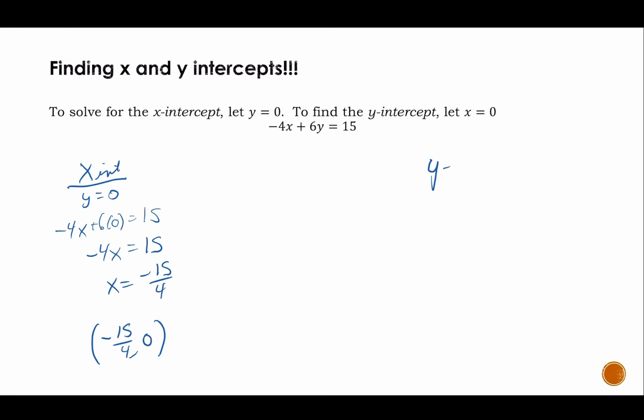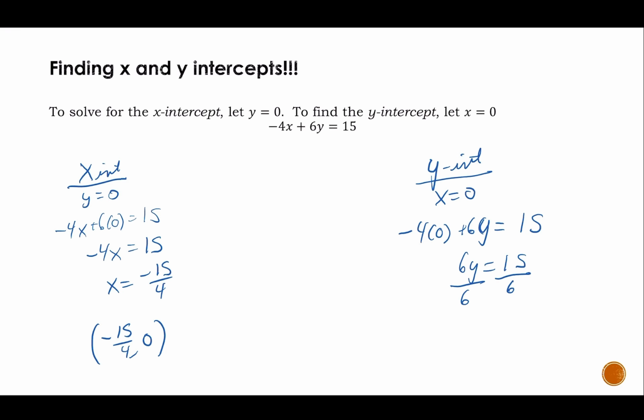To find my y-intercept, I let x equal 0. I have negative 4 times 0 plus 6y is 15. That leaves me with 6y equals 15. I divide both sides by 6. y equals 15/6. So my y-intercept is when x is 0 and y is 15/6.